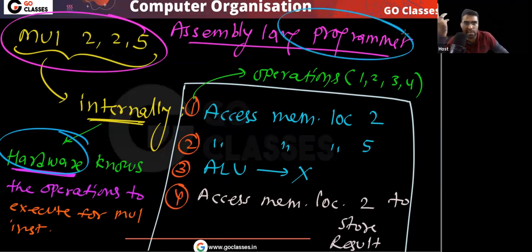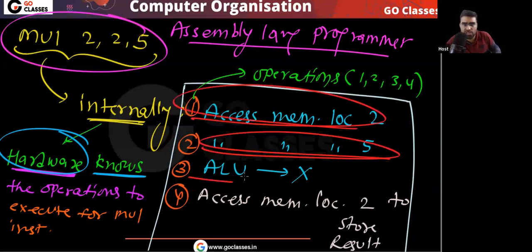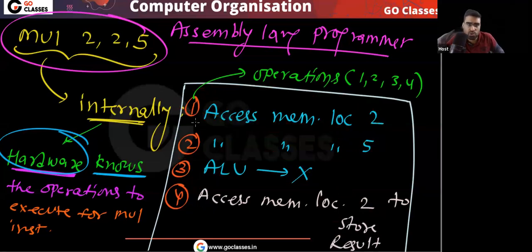The programmer will be very happy, but the responsibility will fall on the hardware, because remember, for this instruction, the hardware should know. The hardware must know what the operations to execute are. For this instruction, what are the operations to execute? Execute this operation, this operation, this operation, and then this operation. So what are the operations to execute? That should be known to the hardware. The hardware should know, and the hardware should understand.